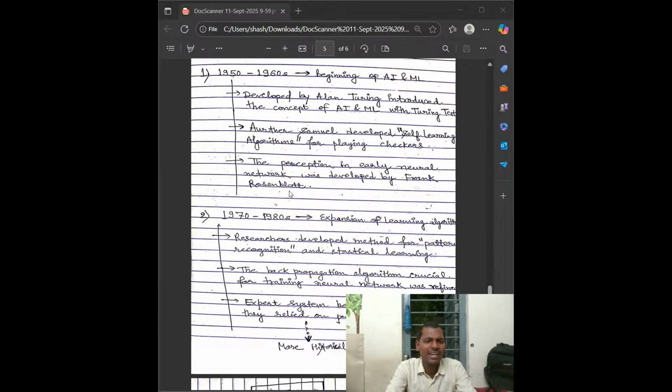Later came the expansion of AI and ML, around the 1970s to 1980s, with pattern recognition, statistical learning, and the training of neural networks, which was refined to the next level because the backpropagation algorithm is a very crucial part of neural networks. Why was it refined? Because if we don't refine it, how can we predict more accurate results? We don't have short amounts of data, we have a large amount of data. So how can we predict from that?